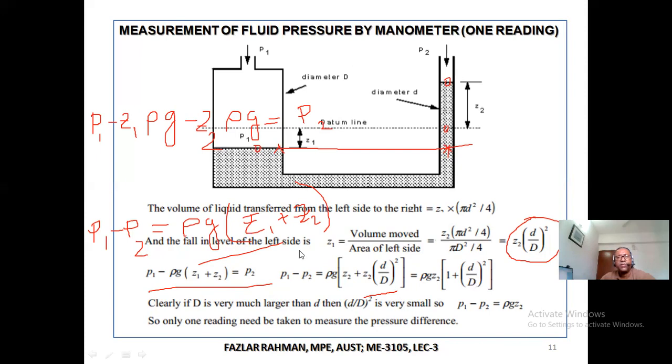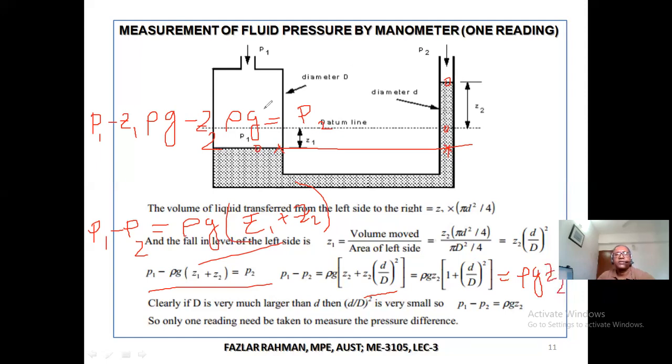So you see this whole square, now I can ignore. I can say this value will be very small. That means this bracket term, this value will be ultimately equal to 1. So the value in the bracket term is 1. That means this is ultimately equal to rho G into Z2.